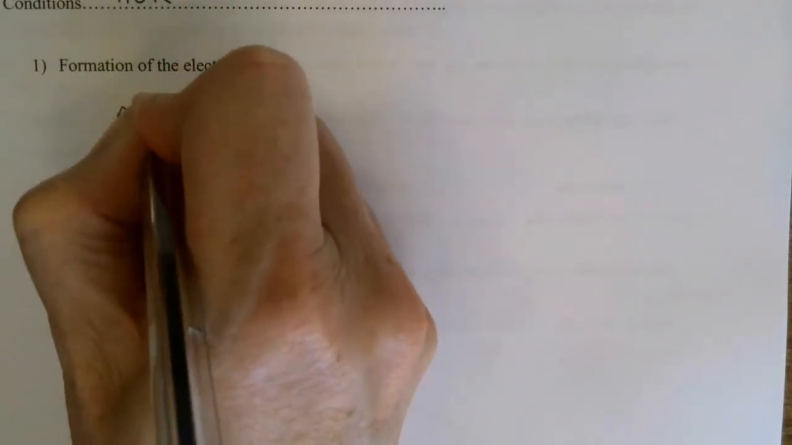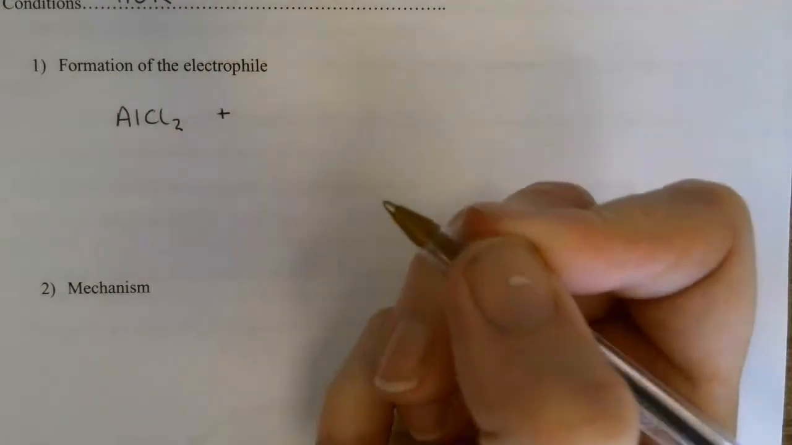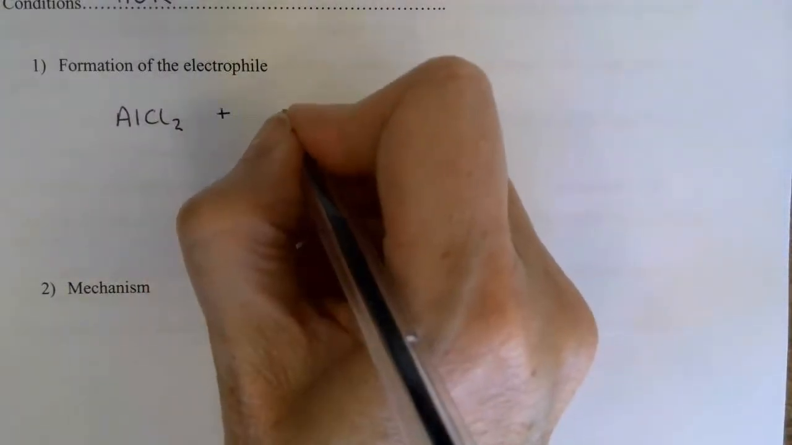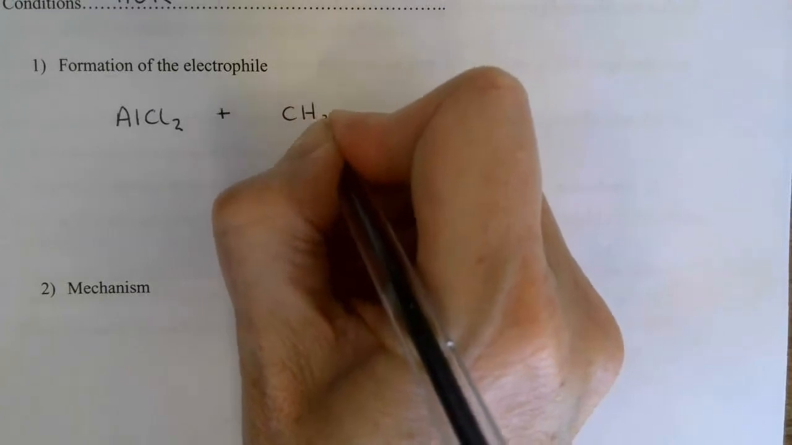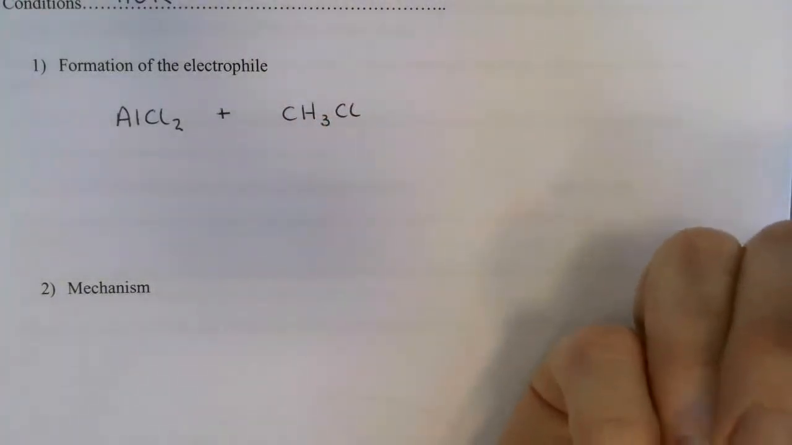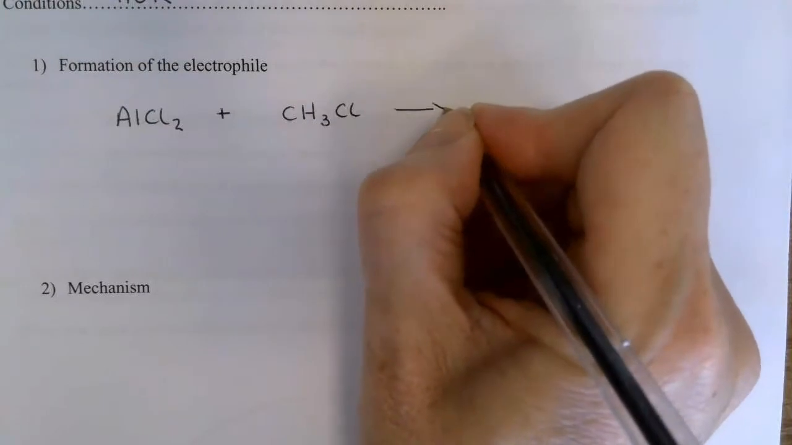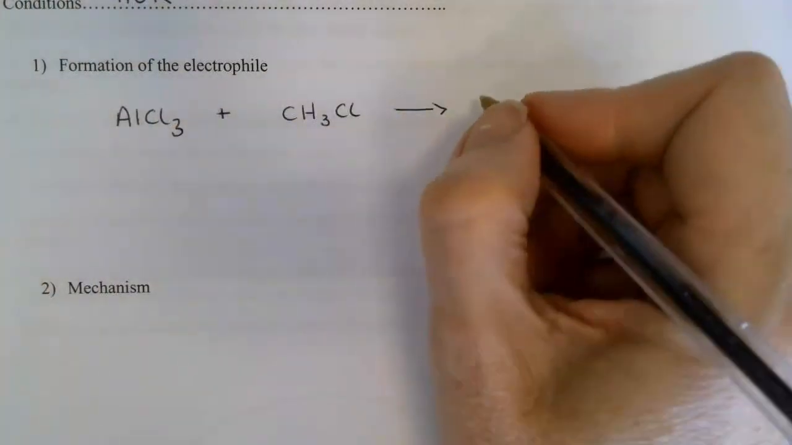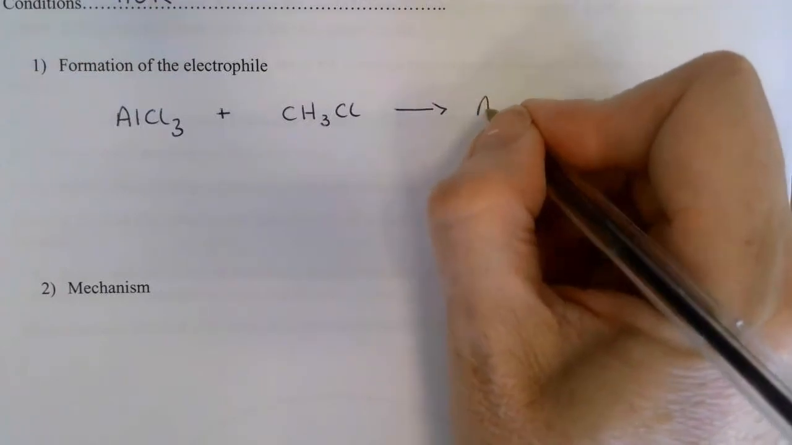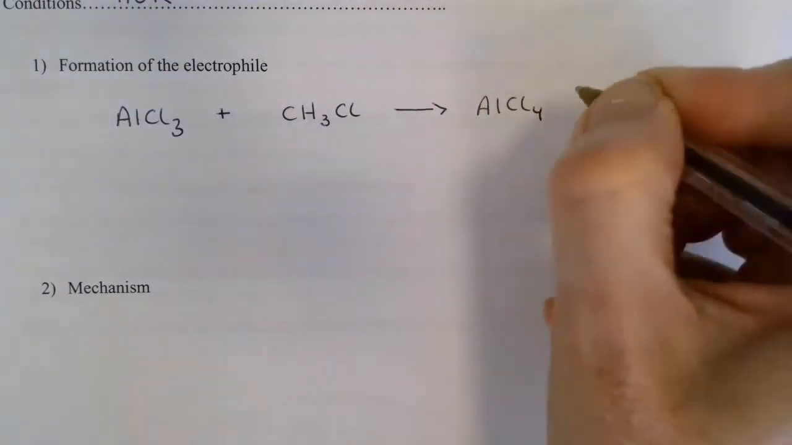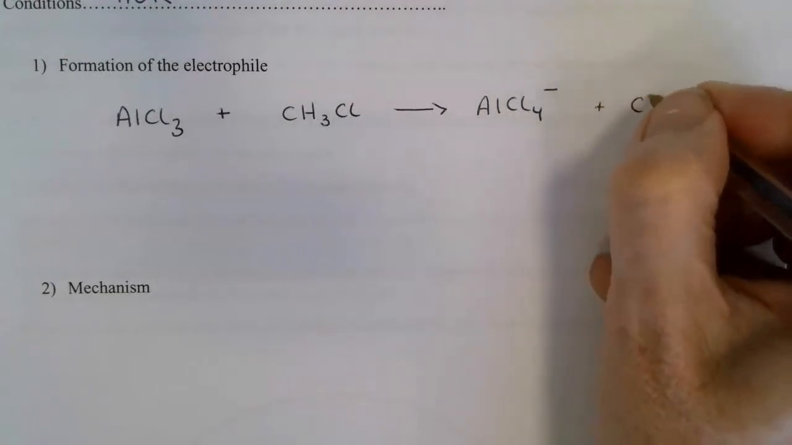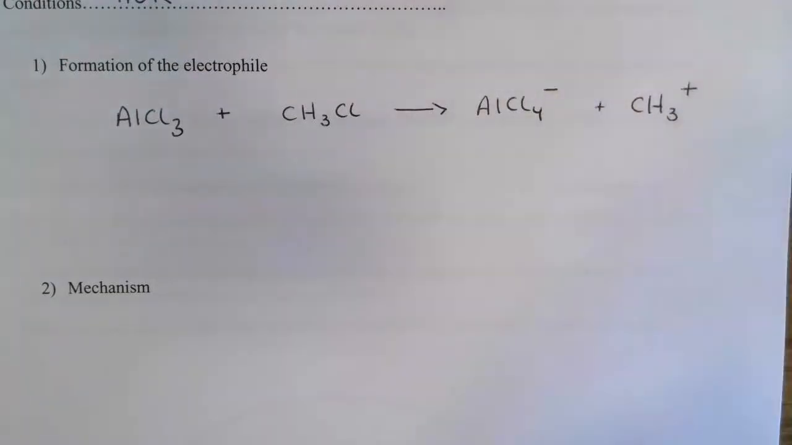The first step is to form the electrophile. So I'm going to take my aluminium chloride and I'm going to take my halogen, and I'm going to use chloromethane for this one, but you can use any halogenoalkane you like. And I'm going to remove this chlorine to make AlCl4 minus, and I'm going to get CH3 positive. This is a halogen carrier, so the aluminium chloride picks up that additional chlorine to become AlCl4 minus.